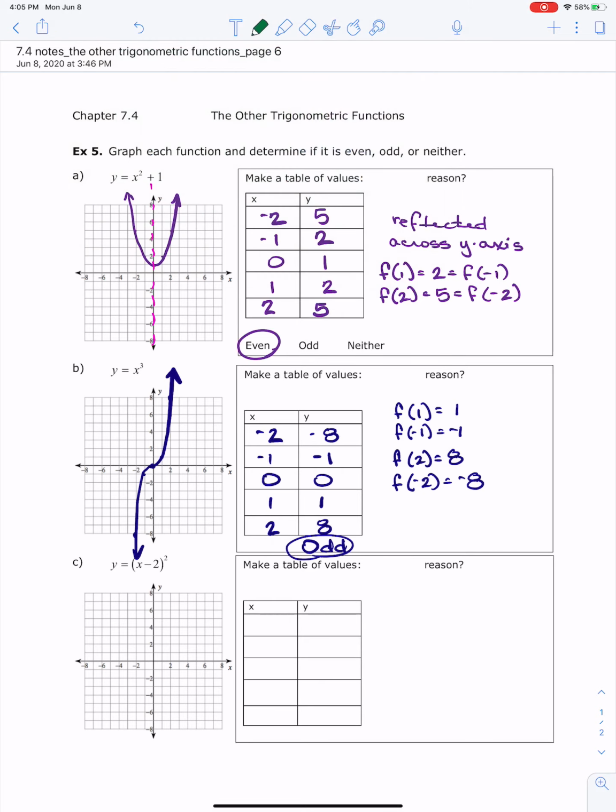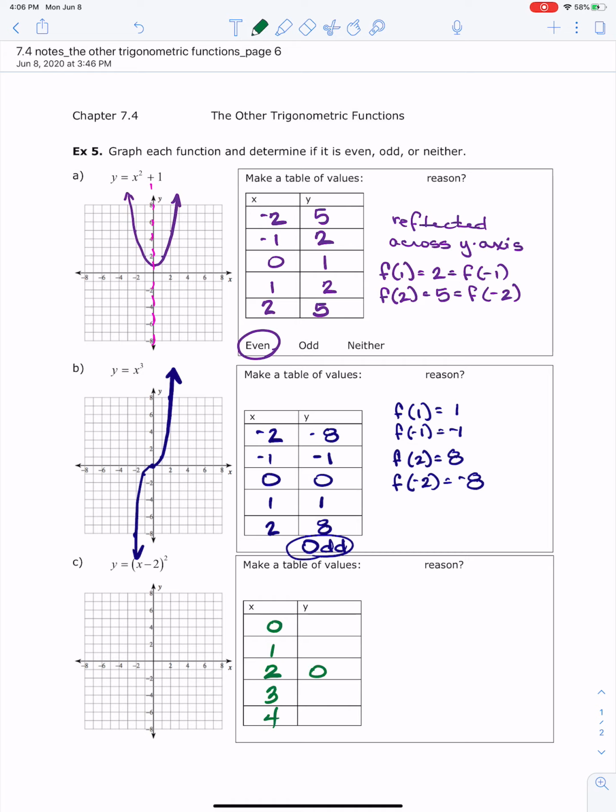Last example here, I've got y equals (x minus 2) squared. So again, this is a parabola. This time we're shifted 2 to the right. So I'm going to see what happens when I plug in x equals 2. I get 2 minus 2, that's 0. 0 squared is 0. So when x is 2, y is 0. This is a parabola, so I'm just going to pick 2 numbers to the right, 2 numbers to the left, and just plug and chug, crank out some numbers.